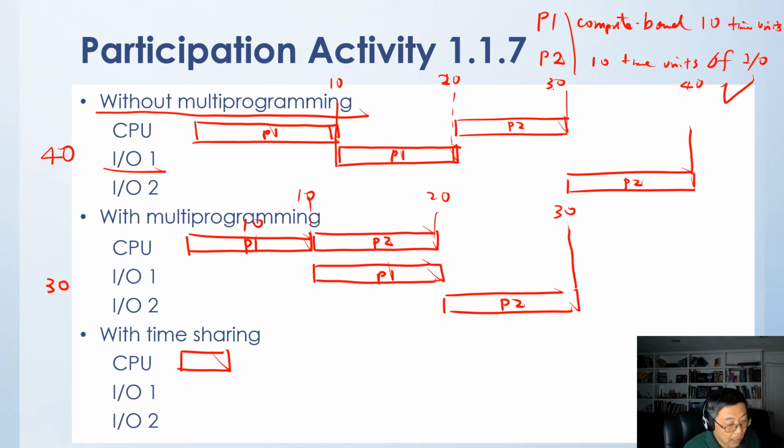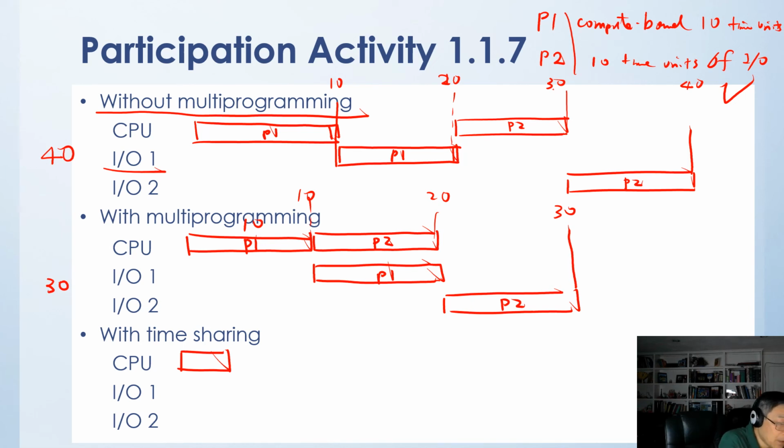Let's say the time interval is going to be 2 time units. So that means each program is going to take the CPU for 2 time units, and then it will be removed. And another program is going to take the CPU, also 2 time units. Once the 2 time units have elapsed, it will be removed and the other program is going to be loaded. But each program is only allowed to run for 2 time units.